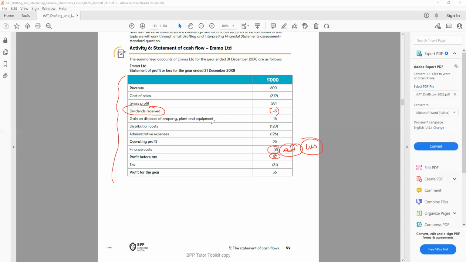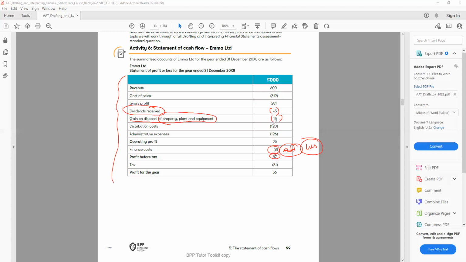And after that, if we have any gain on disposal or loss on disposal, we have to make the adjustment. Gain on disposal means sale of a non-current asset. Non-current assets don't represent the trading activities. For that reason, if we make a gain, we have to minus it. So 15 will be minus. And if we make a loss, we have to add it.